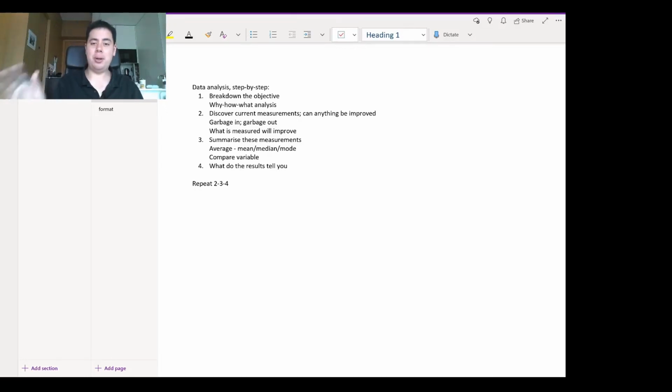The basic data analysis process that I used to follow when I was analysing airports is to break down the objective, the information you want to see, to discover your current measurements and whether anything can be improved with those measurements, to summarise what these measurements mean using an average, a mean, median or mode, or to compare two metrics together. And then interpret these results. What do they tell you? And based on what they tell you, you might have to go back and look at the analysis again.